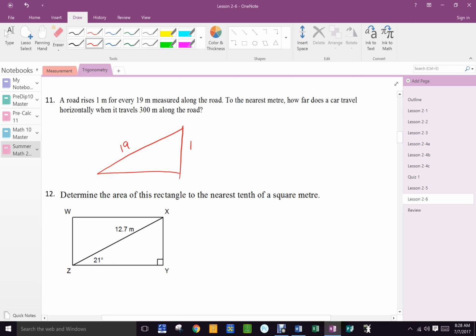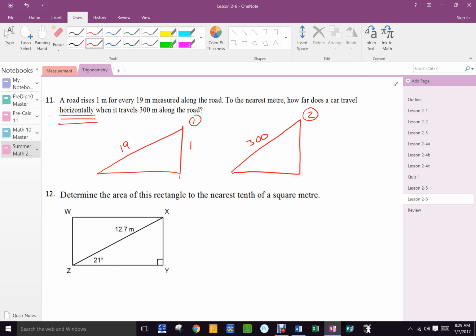I want to know, how far does the car travel horizontally when I go 300 meters along the road? Right? So the triangle that I care about is 300 along the road. Correct? Everybody with me? Now we're in a bit of trouble, aren't we? Because this is the triangle that I care about over here. I care about triangle 2. But can I do any work with triangle 2 right now? Why not?